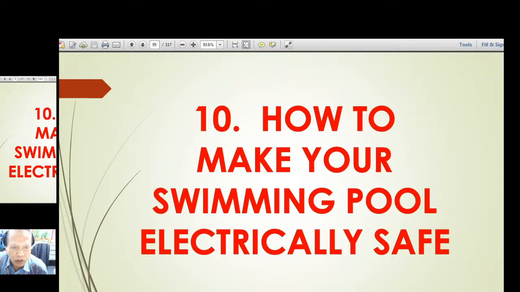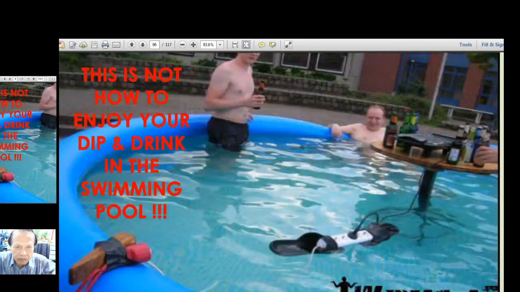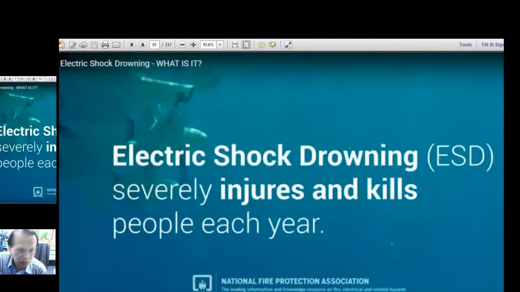Okay, how to make your swimming pool electrically safe? How to check it? Of course, this is just a picture just to show that we are not supposed to play around with electricity in the pool. So this is not true. You should not put a convenience outlet floating on the pool. Not possible. Electric shock drowning severely injures, kills people.